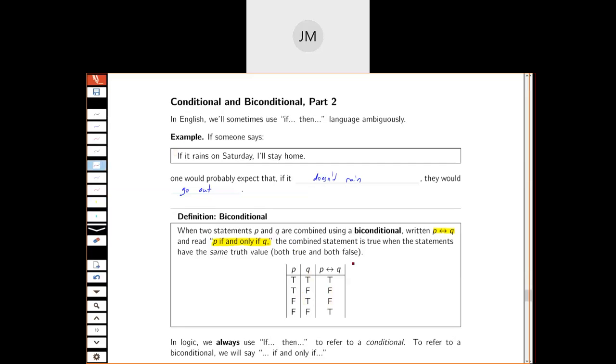Okay, so the biconditional is true when they match, false when they don't match. And when I say match, I mean matching truth values.